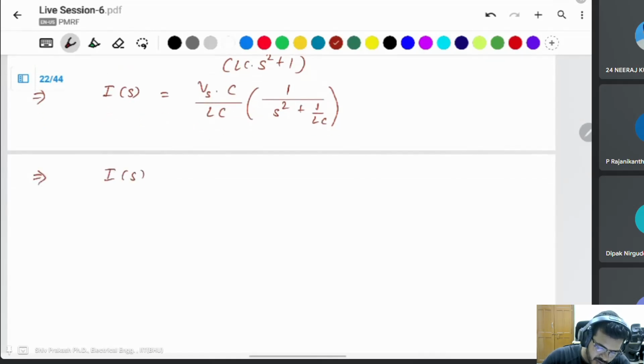We want to convert this again into the time domain. Taking the inverse Laplace of this, C will be cancelled out: Vs divided by L, then 1 divided by S square plus 1 by LC. Can we write this as 1 by root of LC whole square?